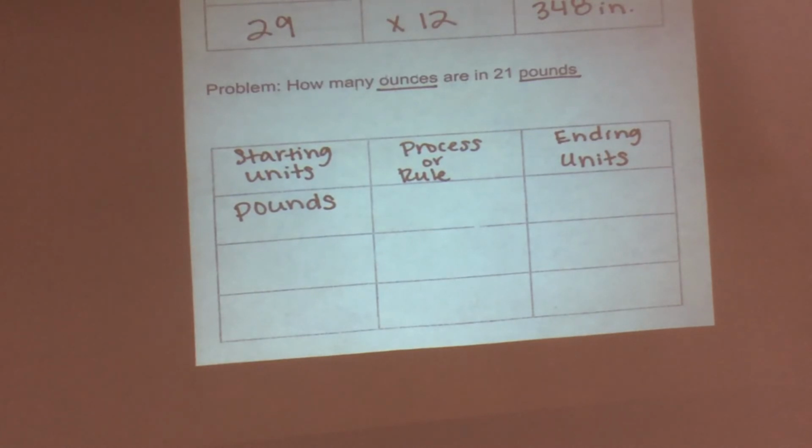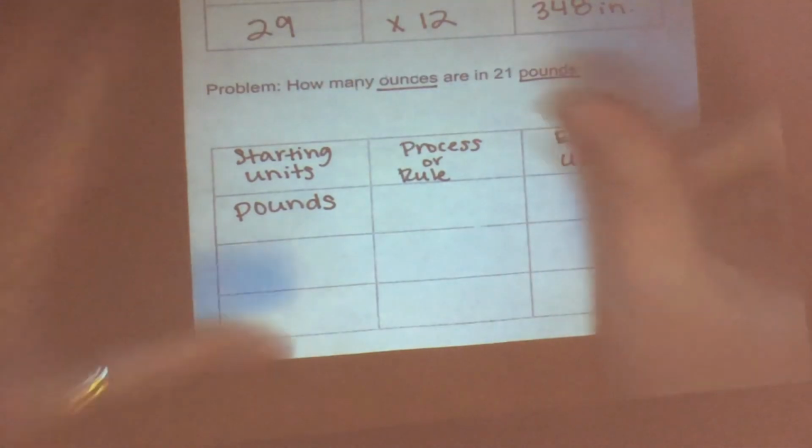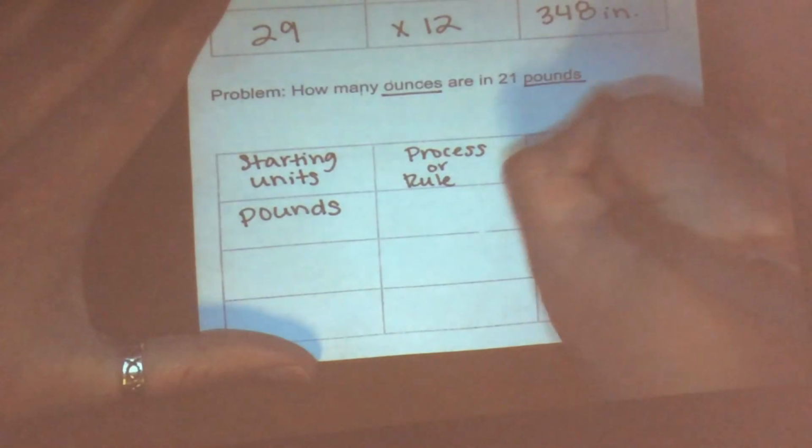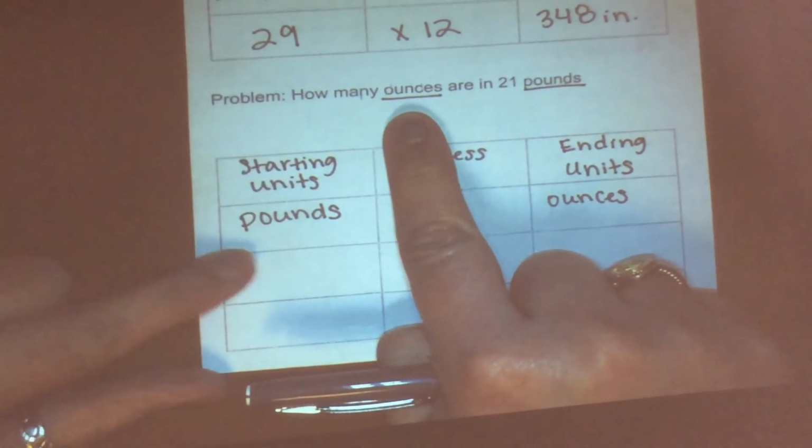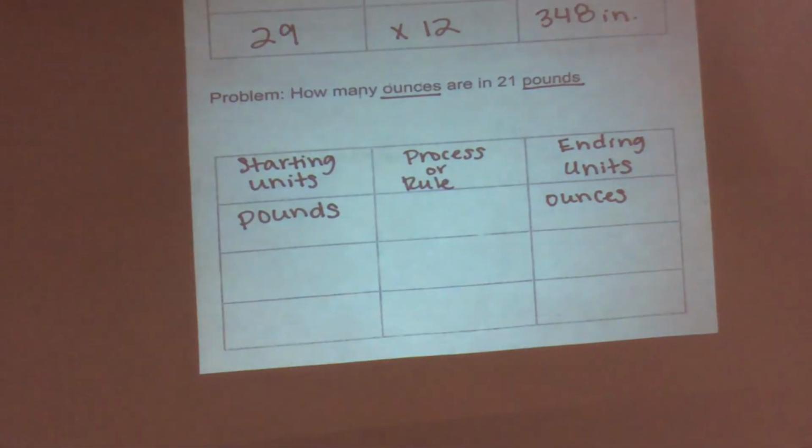And I'm trying to end with what? Ounces. Please be careful. Ounces is written first, but I'm not starting with that amount. Just because it's written first does not mean it's the starting or the ending. Your starting amount will have a number in front of it, and your ending amount mostly won't. What you're wanting the answer to be in will not have a number attached to it at the beginning. So you're trying to solve for that.